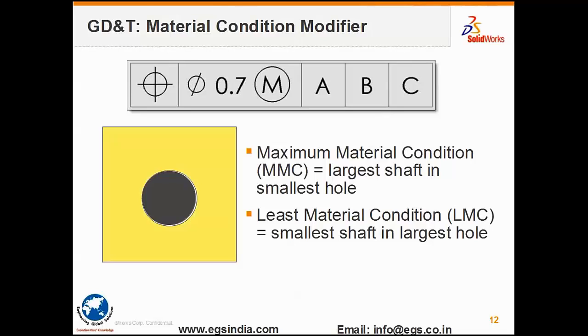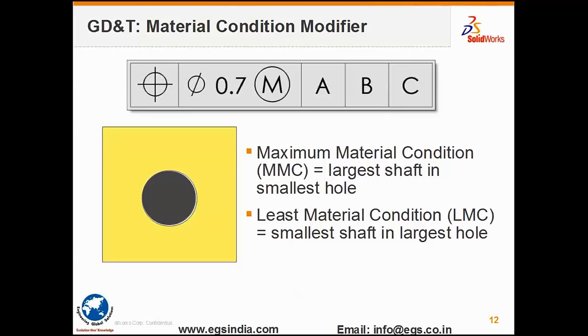The ubiquitous feature control frame is shown on the top, where it reads from left to right. The position of the hole axis or the feature of size shall lie within a diametral tolerance zone of 700 microns when produced at its maximum material condition for the size, when the object is restrained on A as primary, and located on B and C as secondary and tertiary respectively.